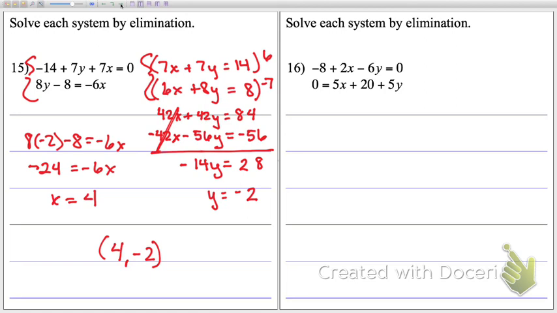How'd you get negative 24? Because negative 16 and negative 8 is negative 24.